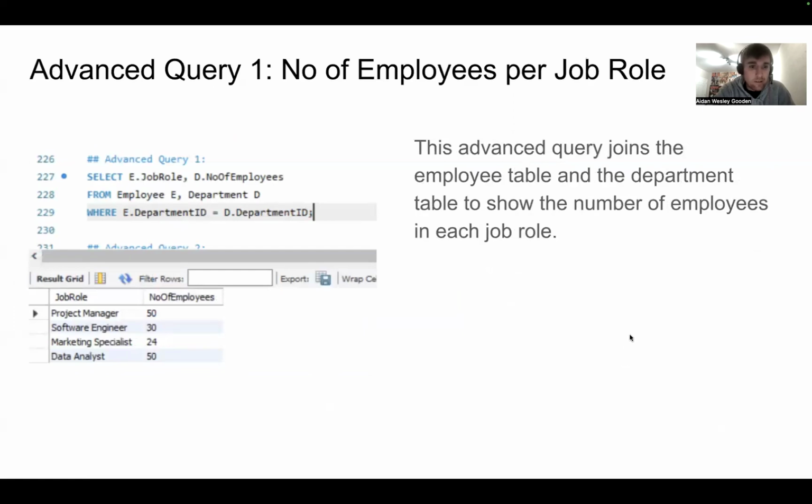Now we're getting more advanced queries, and that's where we have information from joining two tables. So we want to join the department and the employee table to see the number of employees in each job role, because job role is part of department, I think. Or maybe it isn't. The number of employees is a part of the department, and job role is a part of the employee. So to join, we joined on department ID here, because that's in both.